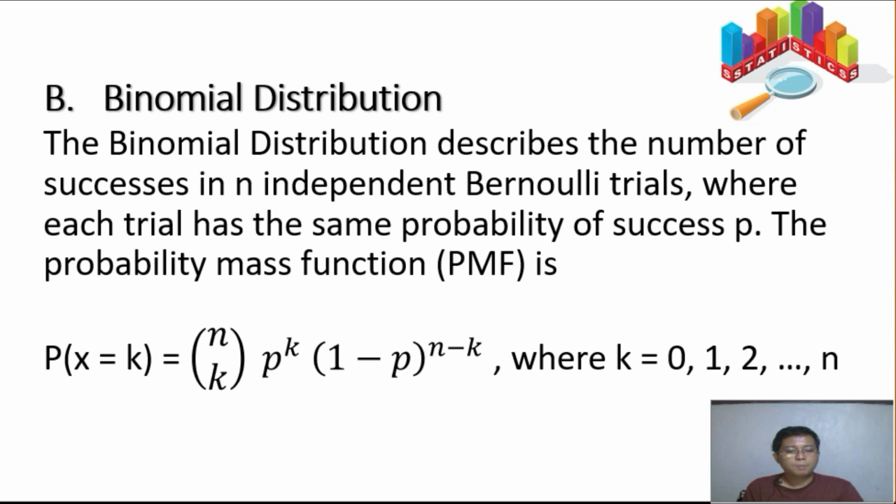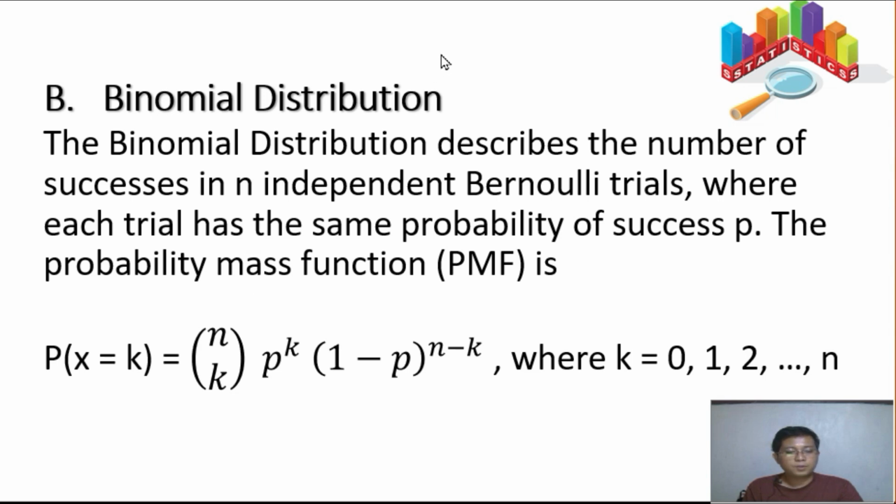So now let's proceed to the second type, which is the binomial distribution. The binomial distribution describes the number of successes in n independent Bernoulli trials, where each trial has the same probability of success P. The probability mass function, PMF, is the probability of X equals k equals n choose k times P to the k times the quantity 1 minus P raised to n minus k, where k is equal to 0, 1, 2, and so on and so forth. By the way, a probability mass function, or PMF, is a function that describes the probabilities of discrete outcomes in a random variable, and it tells you how likely each possible value is.